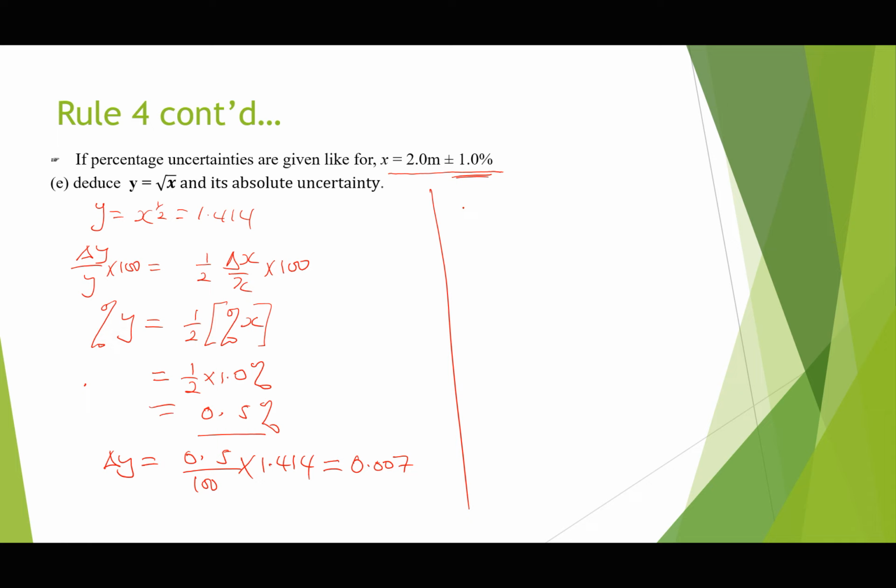That means these are 1, 2, 3 decimal places. So my acceptable value of y will be written as 1.414, those are 3 decimal places, plus or minus 0.007. I hope I calculated it correctly here. A half of 1.0 is 0.5. Then changing it from percentage to absolute, it gives me that. So that is how we shall be dealing with square roots or roots in general, not necessarily square roots, but roots.